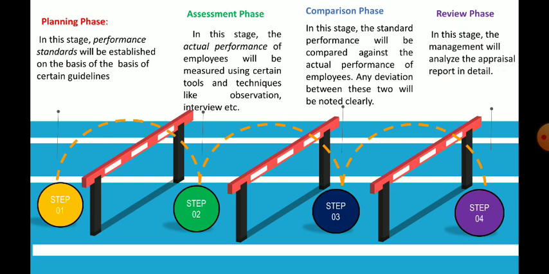And the last phase is review phase. In this stage, the management will analyze the appraisal report in detail. By doing this, the management can take proper decisions on various matters like promotion, transfers, salary increments, etc. In case of performance deficiency, the management can decide what type of training should be given to the employees to improve their performance. So these are all the 4 important stages involved in the performance appraisal: planning phase, assessment phase, comparison phase, and review phase.